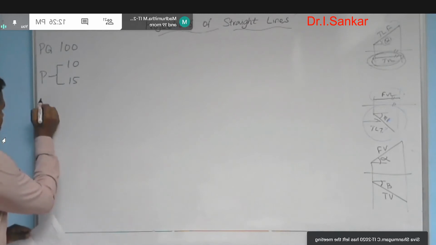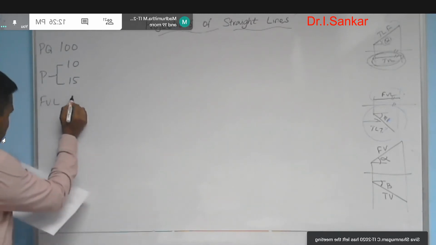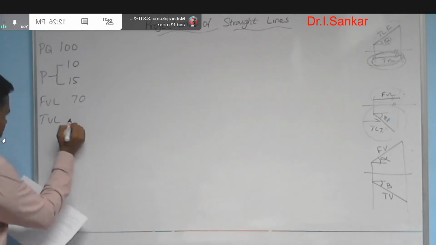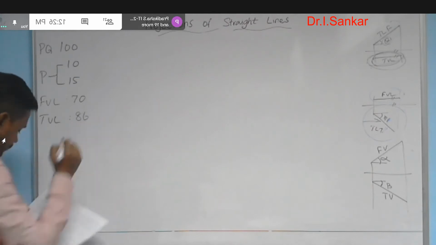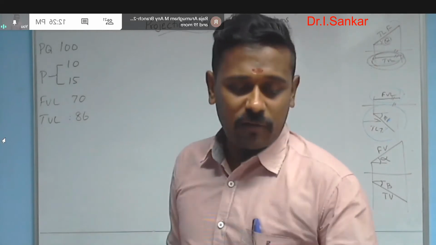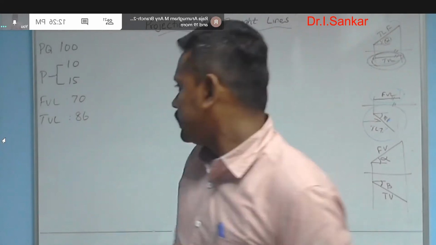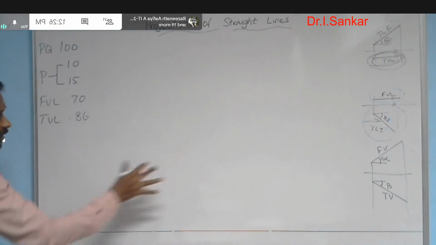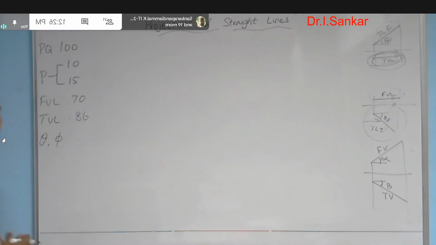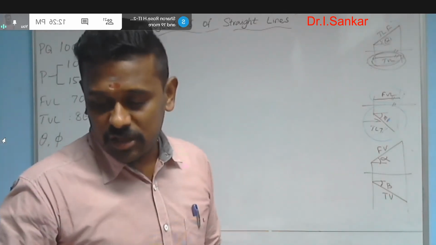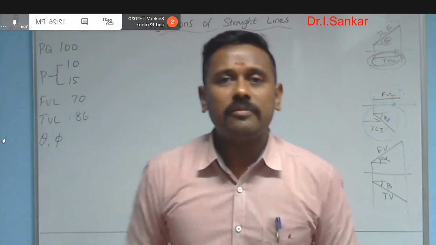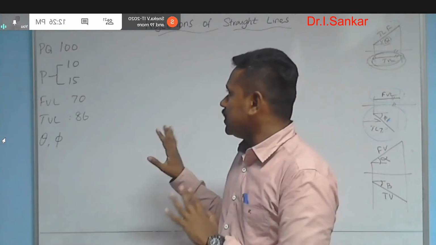That is, the front view length is given as 70 mm and the top view length, that is TVL, is given as 86 mm. And you need to complete the projections and find out the angles of inclination of the line with the HP and the VP. So you need to draw all the things in the front view and the top view area. In addition, you have to find out theta and phi. Theta is nothing but the true inclination of the line with respect to HP, and phi is the true inclination of the line with respect to VP. So these things you have to find out from the obtained answer.